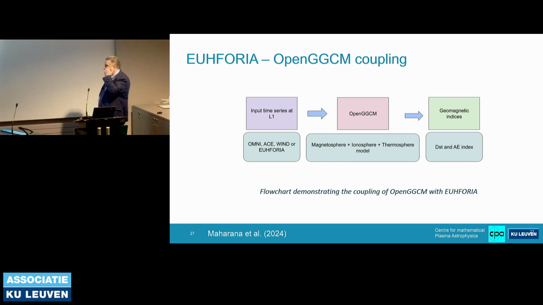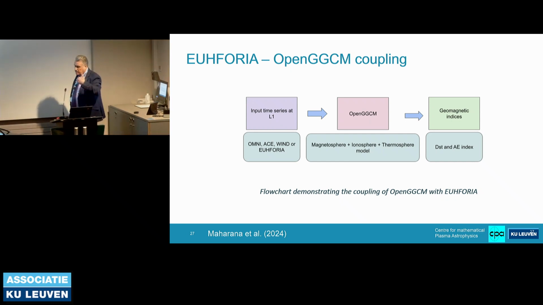So of course, if we can predict the wind 2 days earlier from EUFORIA and use this synthetic data, we can also predict the reaction of the magnetosphere 2 days earlier. And that's what we try to do here. So we coupled EUFORIA to OpenGGCM, and then OpenGGCM actually also computes the geomagnetic indices like Dst and the AE index.